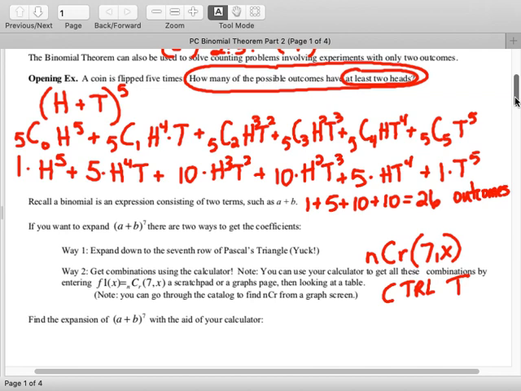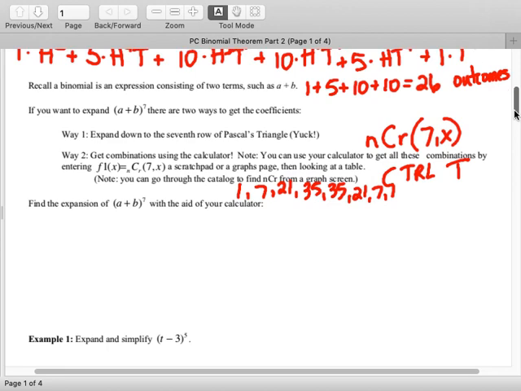1, well, it starts at 0, right? So there's your 1, 7, 21, 35, 35, and then it should be symmetric, 21, 7, 1. So there's your coefficients. Isn't that cool? That is super cool. All right, so with the expansion, write a plus b to the 7th with the aid of your calculator. So now we've got all those coefficients.